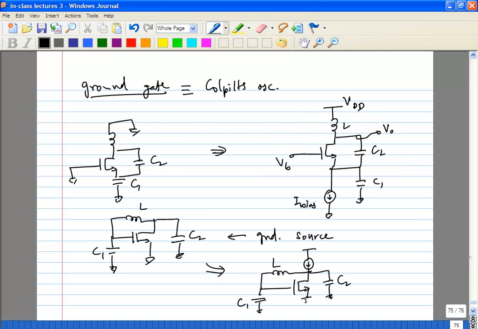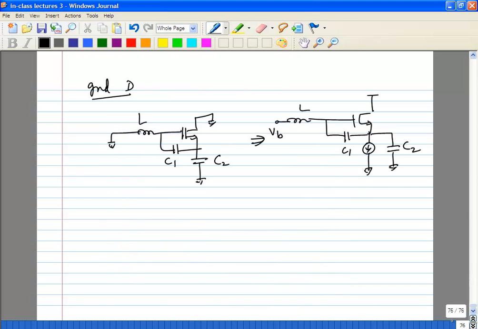So this is kind of the most commonly used one, the Colpitt's oscillator. Of course, the exact connection of C1, C2, whether it goes to ground or VDD, is something which changes, but the basic connection remains the same. So we'll see how we can arrive at the same thing using the feedback model.